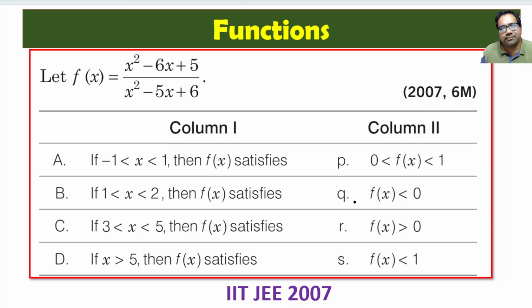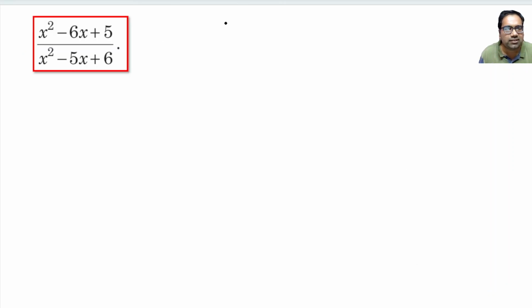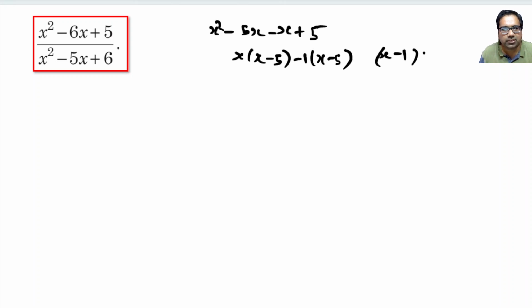less than 1. Okay, now, first, to understand this function, let us try to break the numerator and denominator, and let us factorize these two and see how the function behaves. For example, what is x square minus 6x plus 5? That is x square minus 5x minus x plus 5, right? That is nothing but x into x minus 5 minus 1 into x minus 5, which is nothing but x minus 1 into x minus 5. Okay, this is the numerator.